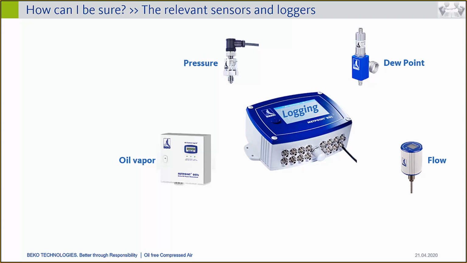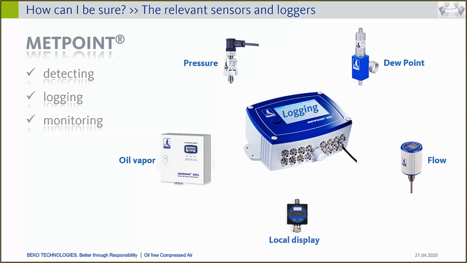Additionally, beside these sensors that use an extra display at the data logger, we also have a local display that enables the customer to read data on site. And this local display is adaptable to the analog versions of the pressure sensor and the dew point sensor. So the question now is how to integrate these sensors into the customer compressed air system.